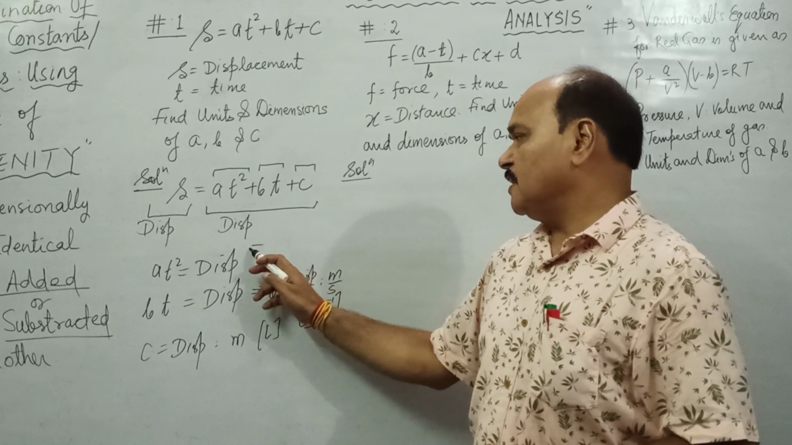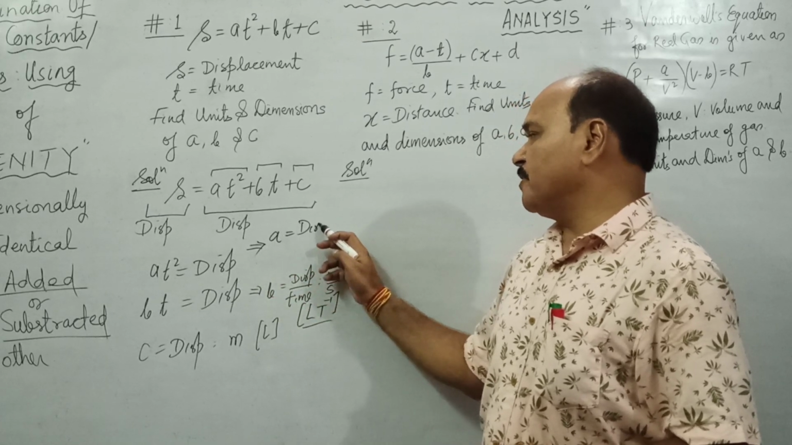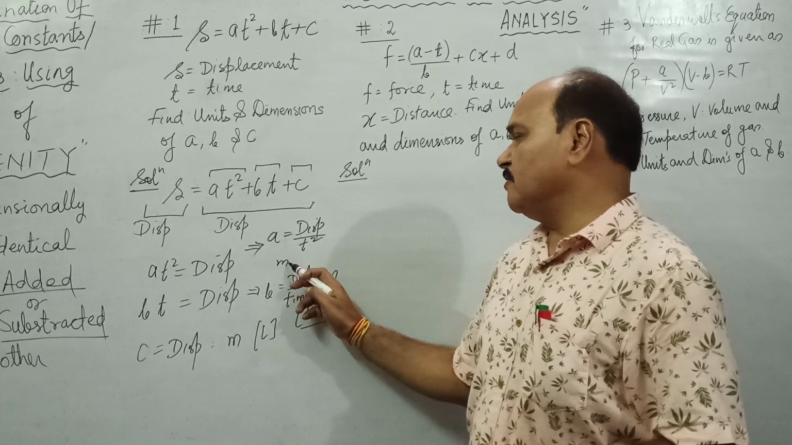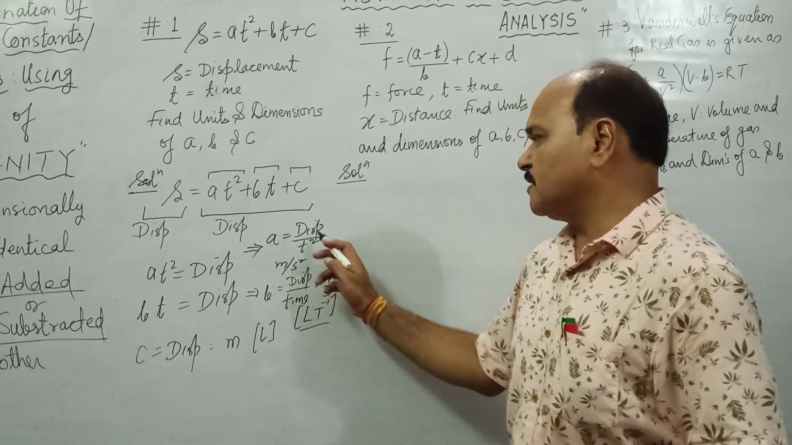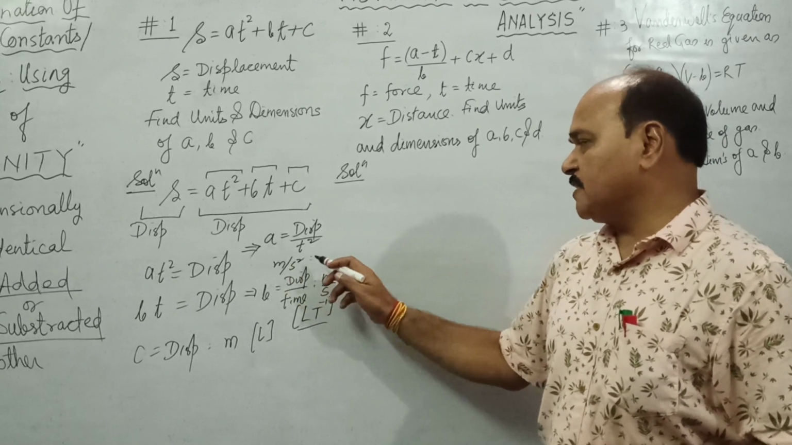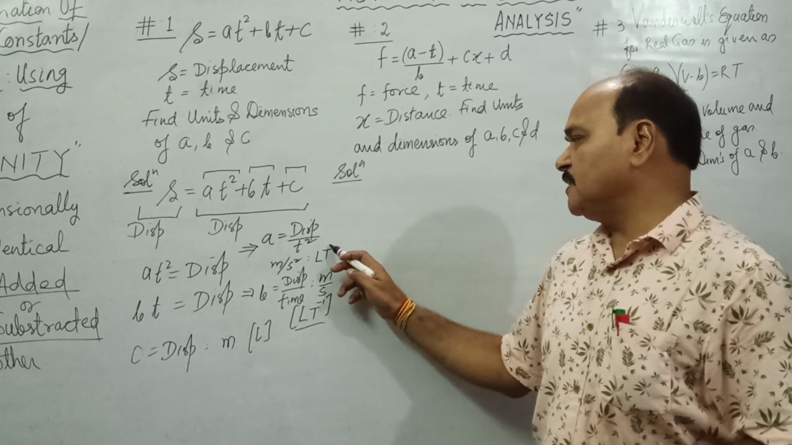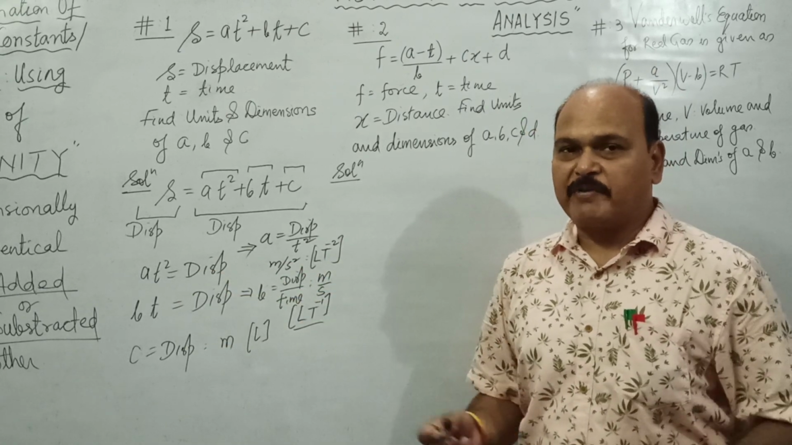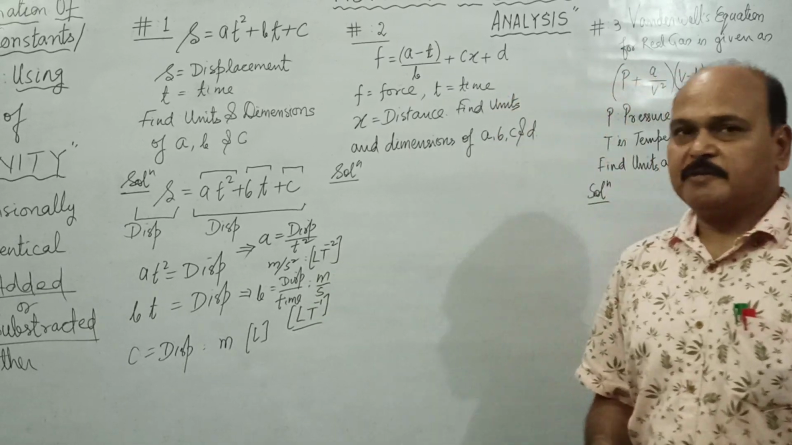Likewise here, AT square is displacement. This simply means A is going to be what? A is going to be displacement upon time square. Unit of displacement is meter, unit of time is what? Second. That means the unit is going to be meter per second square. So what is this? This is nothing but an acceleration, and the unit of acceleration is meter per second square. Dimensional formula is going to be L, and for time it is T, LT minus 2. So see, we are able to find out A, B, C: A is a type of acceleration, B is nothing but a type of speed, and C is displacement.